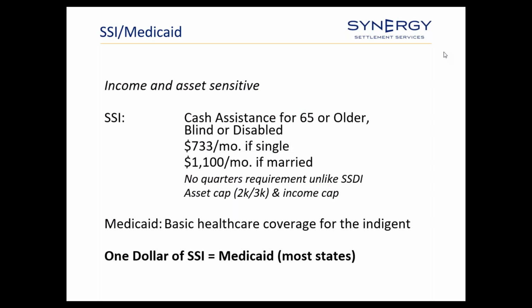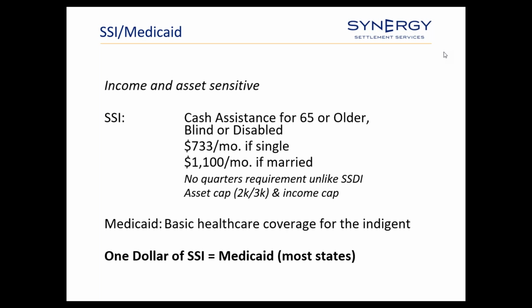The basics for Social Security income are in the ways you can get them. It's essentially a cash assistance program that provides a monthly check to beneficiaries. It's cash assistance for those who are 65 or older, blind, or disabled. So if you are single and you qualify, you would receive $733 a month. If you're married and both qualify, you receive $1,100 a month. There's no quarter requirements, meaning you don't have to have worked to receive this benefit. But it also has an asset limit cap, meaning that as an individual, you can have no more than $2,000 in assets. As a family, you can have no more than $3,000 as an asset to maintain that Social Security payment.